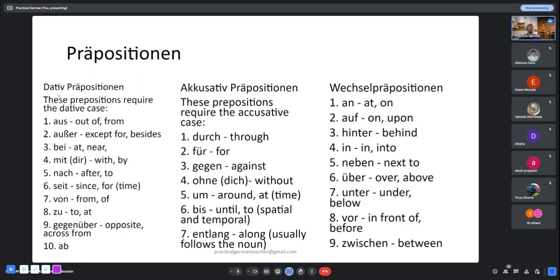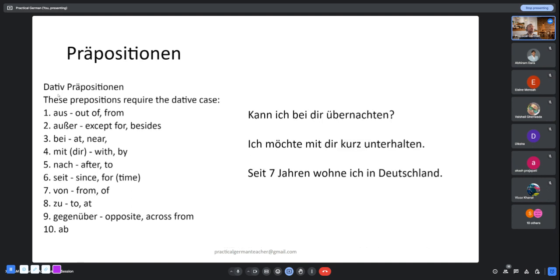Let us look at the list for Dativ Präpositionen. We have aus, außer, bei, mit, nach, seit, von, zu, gegenüber, and ab. Aus means out of or from, außer means except, for or besides, bei is at or near, mit is with or by, nach is after or to, seit is since, von is from, zu is to, gegenüber is opposite or across from, ab means onwards, right?